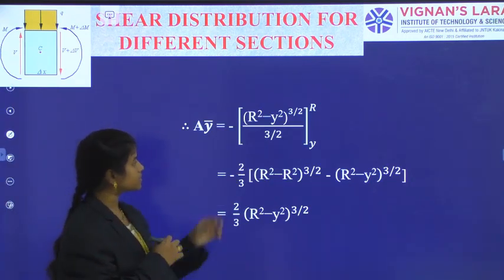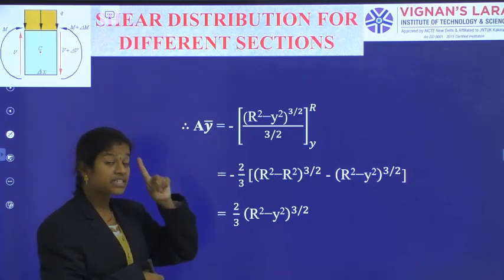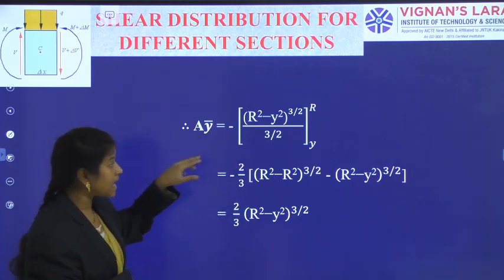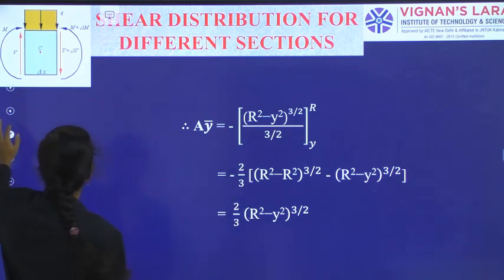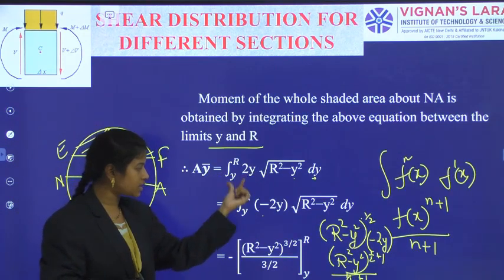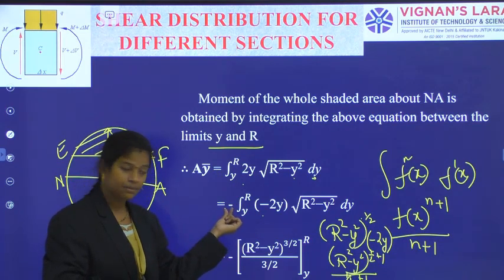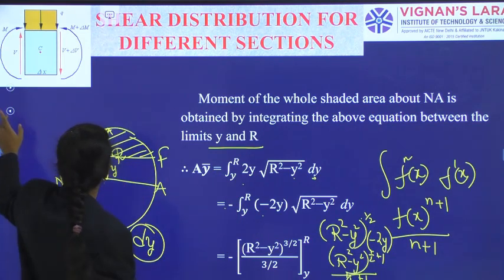So r square minus y square, a into y bar is equal to minus. Please don't forget to keep the minus, as I need the minus inside the function, so I have kept two minuses there. Here I have kept minus 2y and minus, so that minus will continue next.